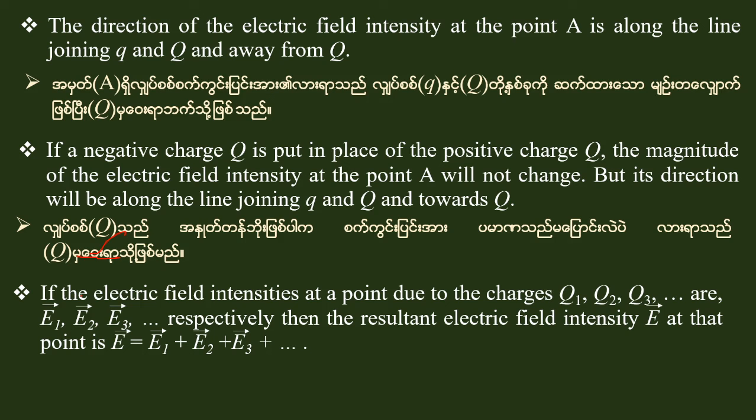If the electric field intensity at the point is due to charges q1, q2, q3 and so on together, the electric field is produced not by a single charge but by q1, q2, q3 and so on. When there are many source charges, the intensity at that point due to q1 is E1, due to q2 is E2, due to q3 is E3, and so on. Then the resultant electric field intensity vector E at that point is the vector sum of the individual fields: E equals E1 plus E2 plus E3 plus and so on.